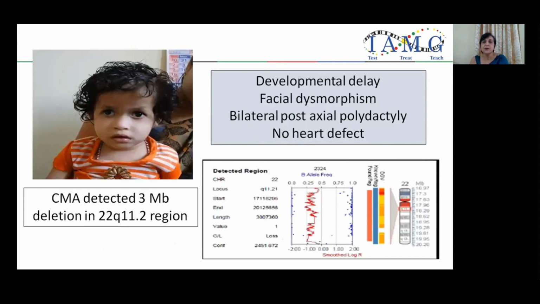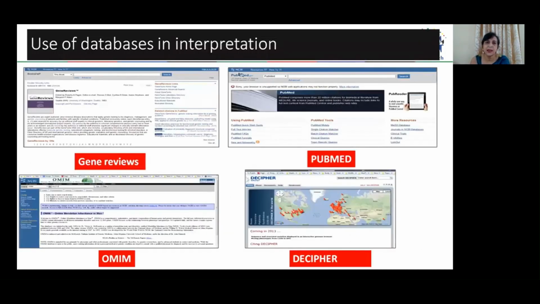Secondly, even if you do not have any clinical clue, you can still get a correct diagnosis. Like this particular girl, she does not have the specific facial phenotype of 22q deletion, and she has post-axial polydactyly, does not have a cardiac defect, and hence I did not suspect 22q deletion in this case. But microarray showed that there was a 3 MB deletion in the region for 22q11 deletion, a common microdeletion syndrome. So this is the power of microarray-based genomic analysis.